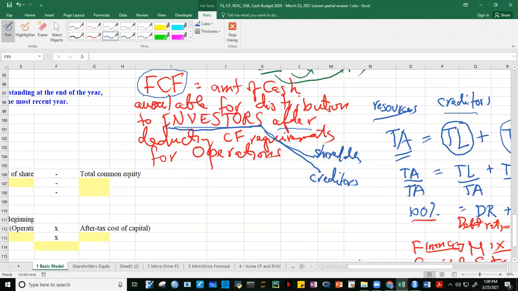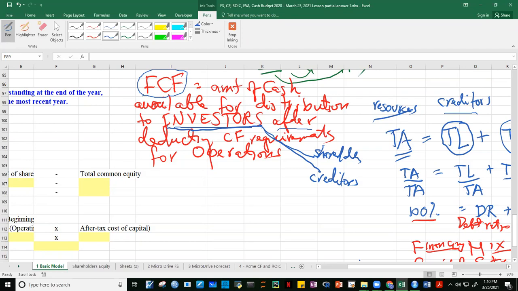Kasi going concern, di ba? Bakit ba nagninegosyo? Ba't ba nag-establish ng firm? Okay, bakit? Kasi may operating objective sila. So una, from the net operating profit after tax, ibawas muna natin yung kailangan natin for operations, and only then can we have cash flow available for distributions to investors.